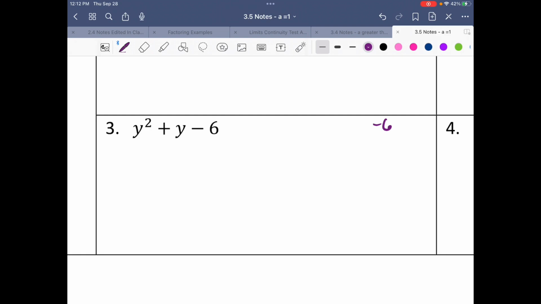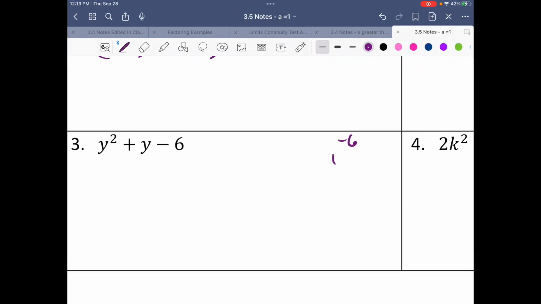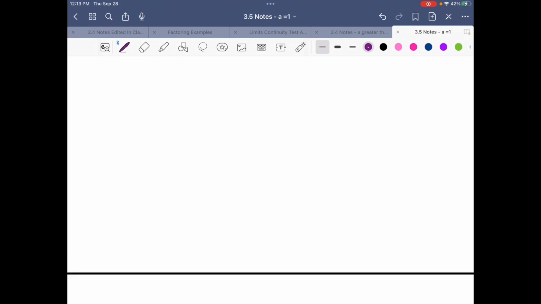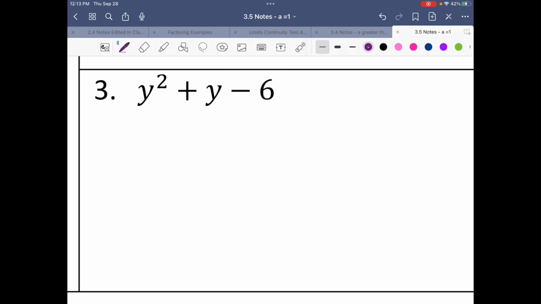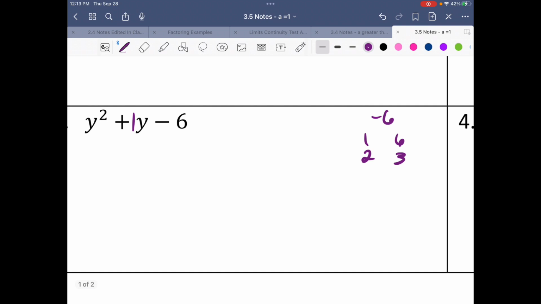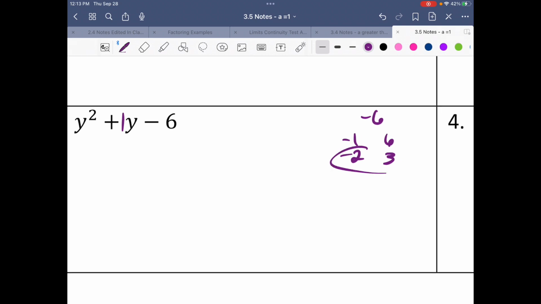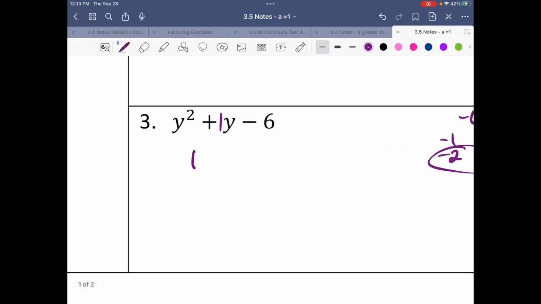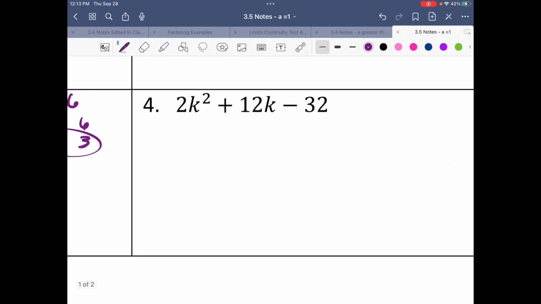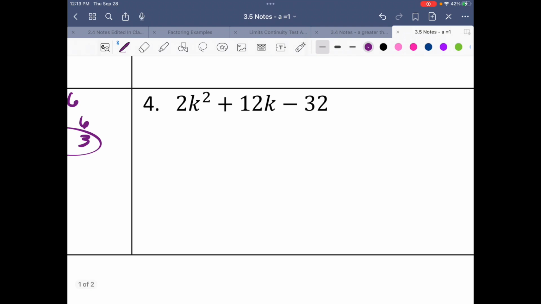Okay, y squared plus y minus 6, no GCF or anything. Negative 6: 1 and 6, 2 and 3, and I need a factor pair that adds to be 1, sorry about that. Our little factor is negative. That's going to be negative 2 and 3. So y minus 2, y plus 3.